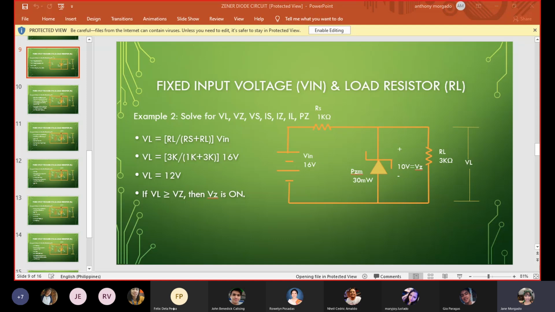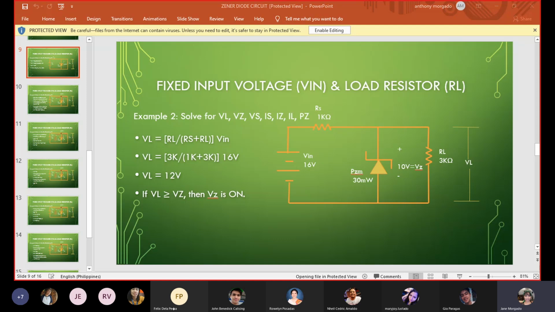Di ba? After ni RS, si RL naman, parang nakapila siya. Pero itong pag-parallel, dulo-dulo niya connected. So yan yung pagkakaiba ng parallel sa series. Okay, since sa parallel, ano naman ang constant? Voltage. Tama. Voltage ang constant sa parallel.